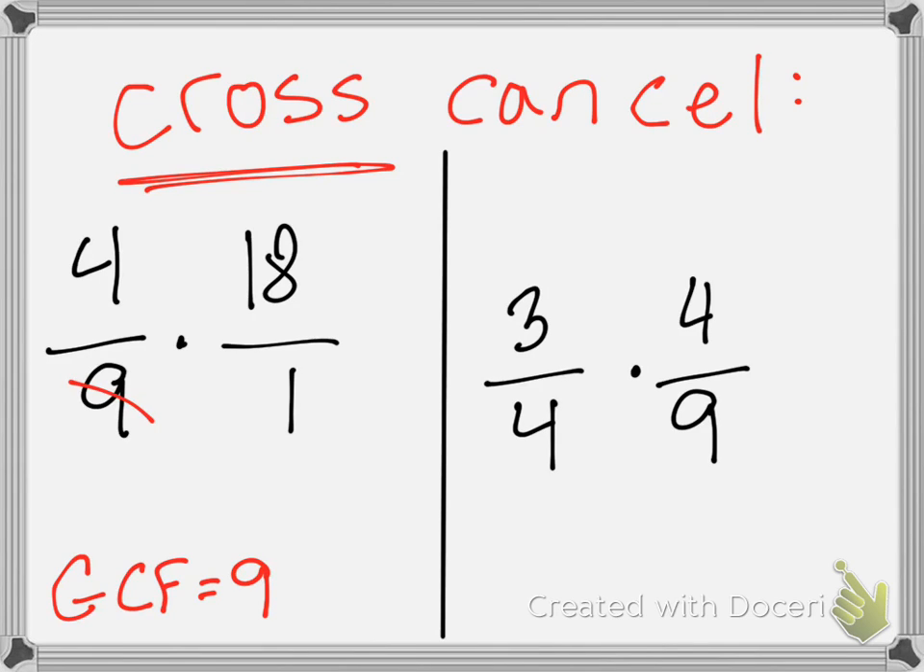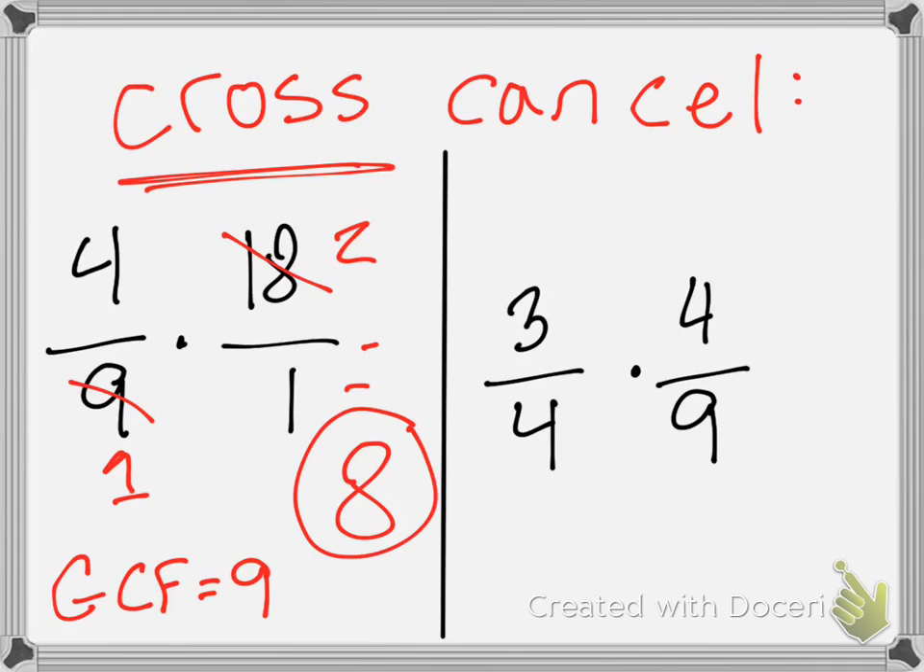What's 9 divided by 9, Rafi? We get 1. What's 18 divided by 9, Oswaldo? 2. Excellent. Now, what's 4 times 2, Lucy? 8. And what is 1 times 1? 1. So what's our answer in the end? Our answer is 8. Look at how much easier that is than multiplying. Because do you guys know 4 times 18 off the top of your head? I don't.